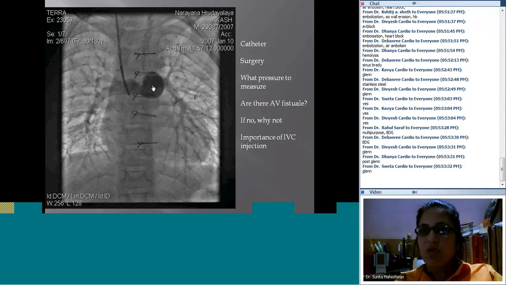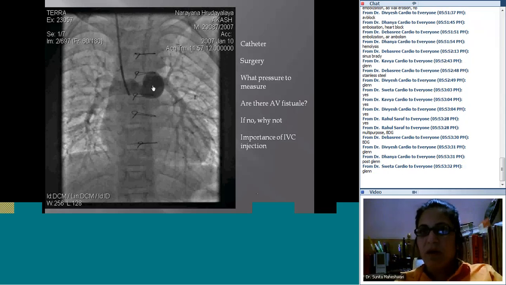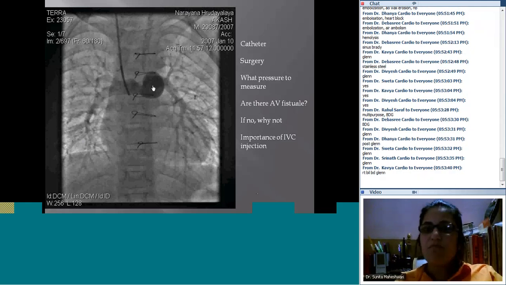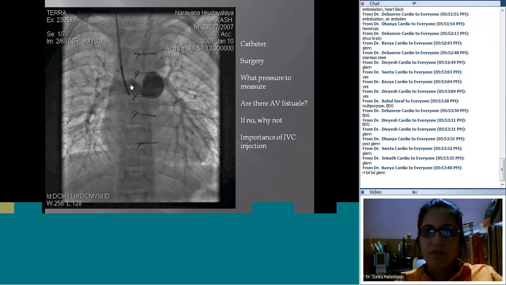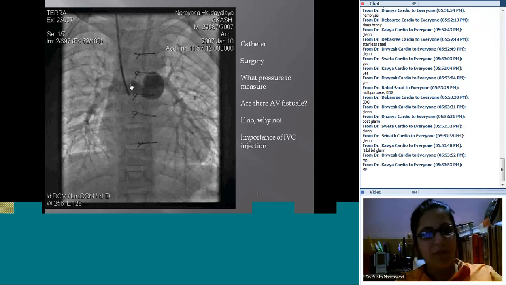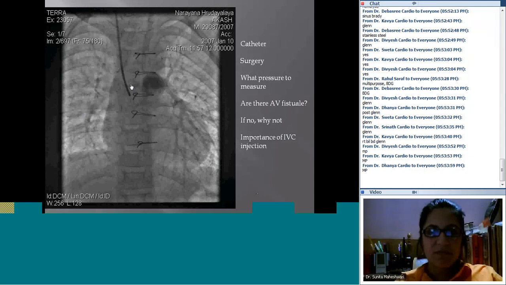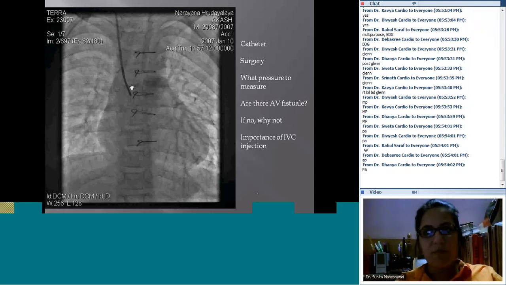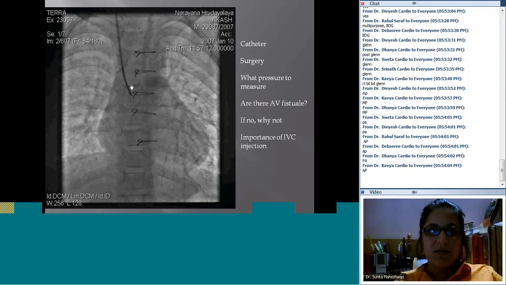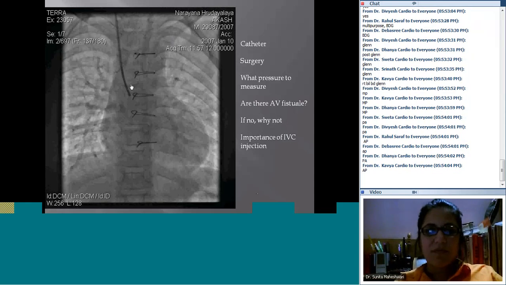You need to say the whole thing, which is it's a right-sided bidirectional Glenn. Why is it called bidirectional? Because the contrast is going into both the right and the left pulmonary artery. Catheter, multi-purpose. We all agree it's a multi-purpose. View, what view is this? AP view. Okay. So you see here SVC flow coming into the right pulmonary artery into both the flows.